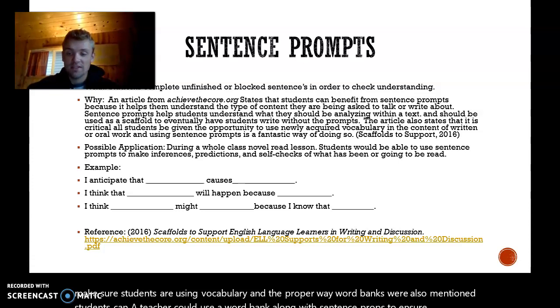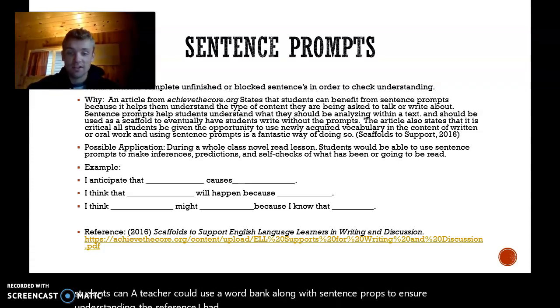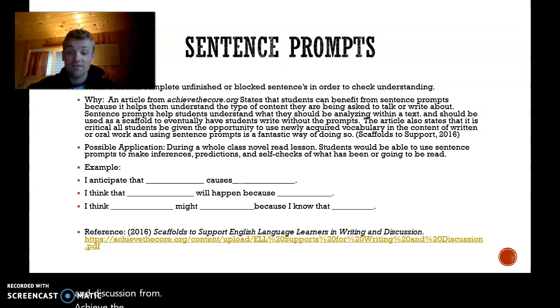The reference I had was Scaffolds to Support English Language Learners in Writing and Discussion from achievethecore.org.